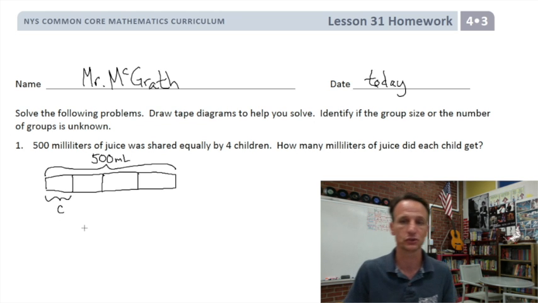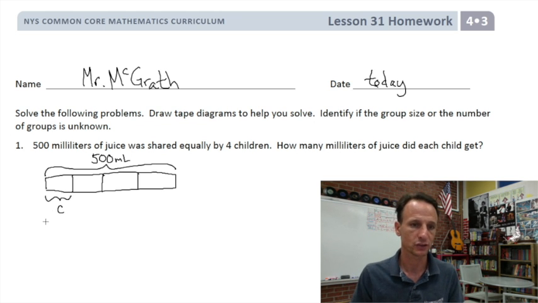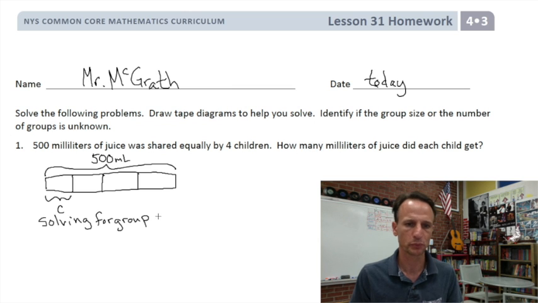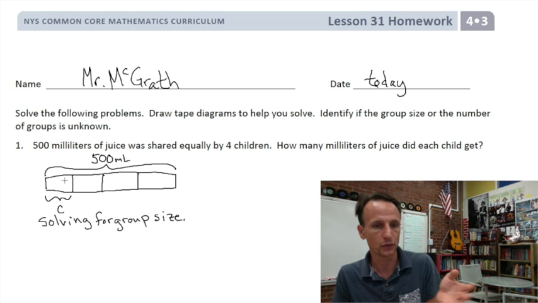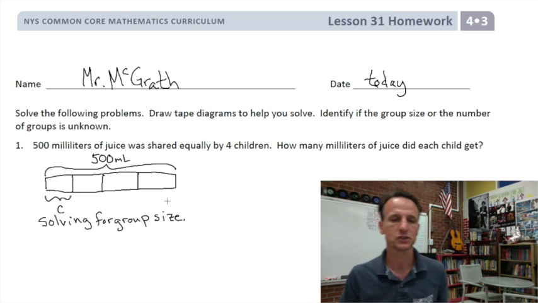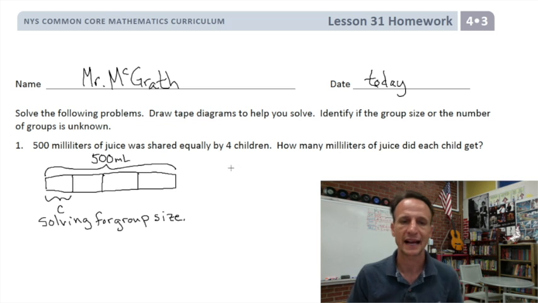How much juice? So we are solving, I'm just going to write it this way, solving for group size. And I realize the word group is possibly a little confusing because there's no groups here per se. But we know the number of groups. That's the number of children. Okay, so let's do the actual math.